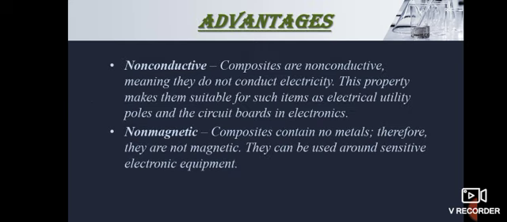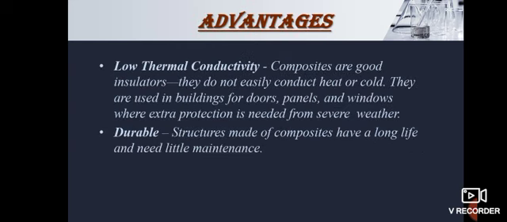The next one is non-conductivity. Composites are non-conductive, meaning they don't conduct electricity. This property makes them suitable for such items as electrical utility poles and circuit boards in electronics. Non-magnetic: composites contain no metal, therefore they are not magnetic. They can be used around sensitive electronic equipment.